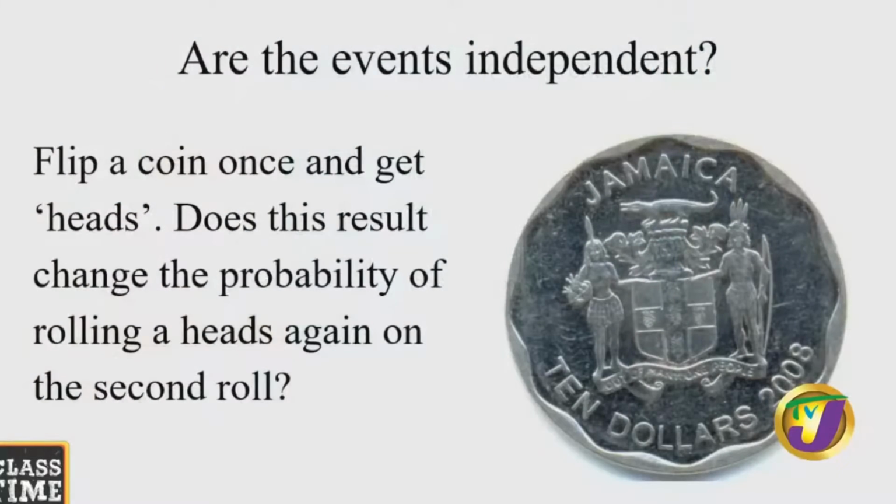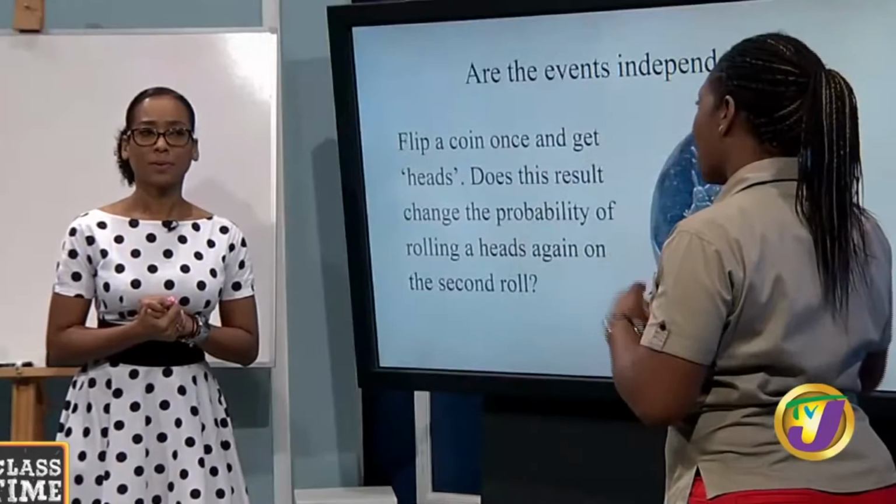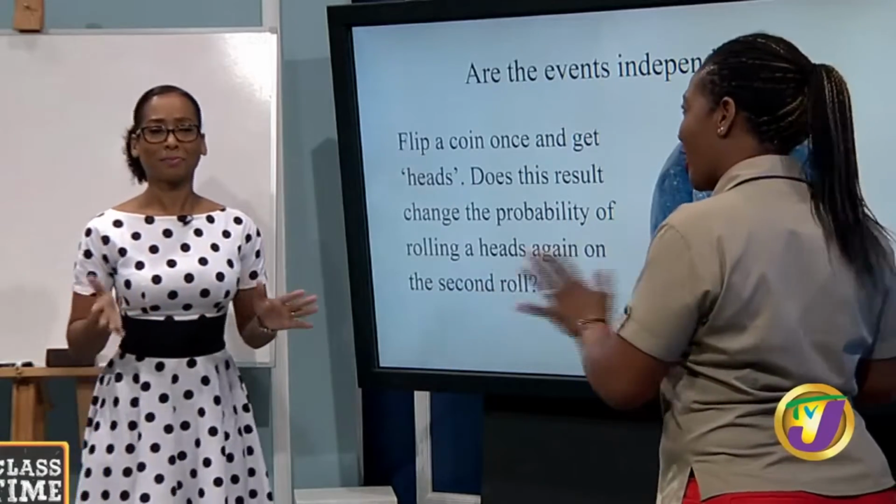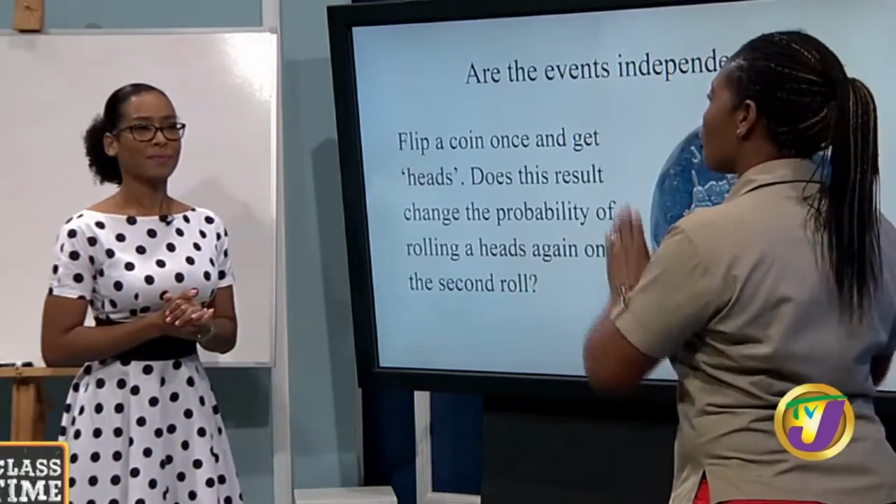How many sides does the coin have? Two sides. I have a head and a tail. When you flip that coin and you get the head, what do you do with the head? You take it off? No, the head is still there. So you really haven't changed the coin. So if you flip the coin again, you still have the same head and tail.